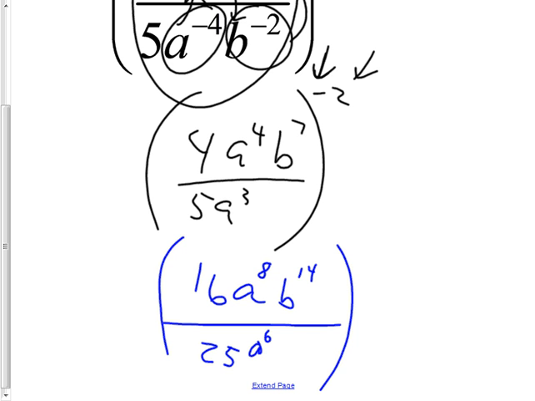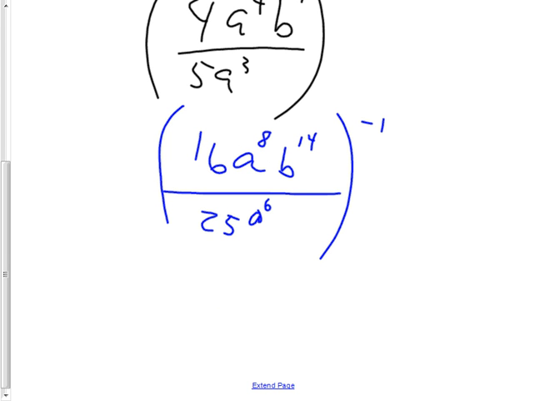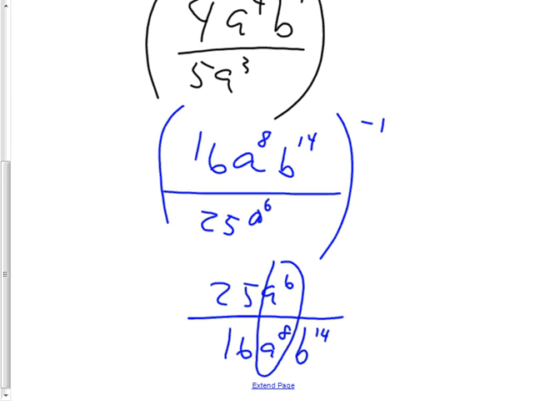And now what's left is I still haven't done the negative, and I guess I could call it a negative 1. And that means flip it all over. So the stuff that's on the bottom comes up to the top, and the stuff that's on the top goes down to the bottom. 25a to the 6th over 16a to the 8th, b to the 14th. And I'm really close, but I still haven't dealt with these a's. I should have done it earlier, as I said. But now I'm going to say a to the 6th, that's like 6 a's. And then I'm going to cancel off 6 of these, and that leaves it with only 2 left. There's my final answer: 25 over 16a squared b to the 14th.